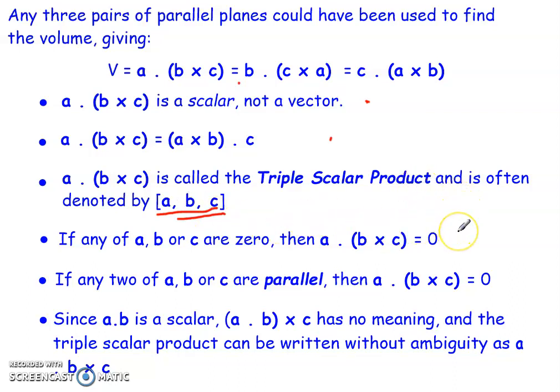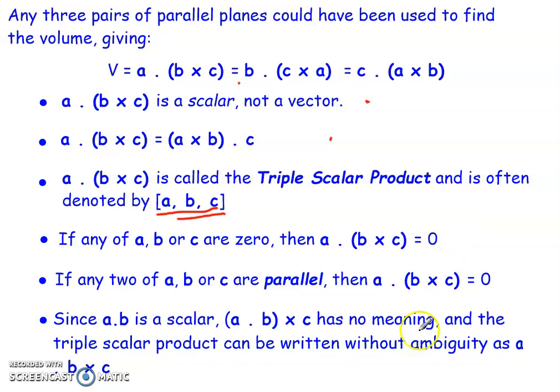So there's the name of your three vectors, and the square brackets give it away. Key point to note is that if any of the vectors A, B, or C are 0, then the triple scalar product A dot B cross C equals 0. If any two of the three vectors are parallel, then again A dot B cross C equals 0. If we have a pair of parallel vectors, remember we cannot use them to define a plane. That means a plane doesn't exist in that direction, so we can't find the volume of the overall shape. So the triple scalar product is 0.